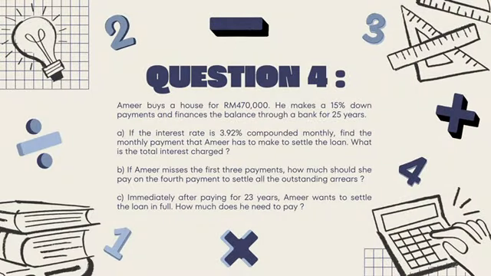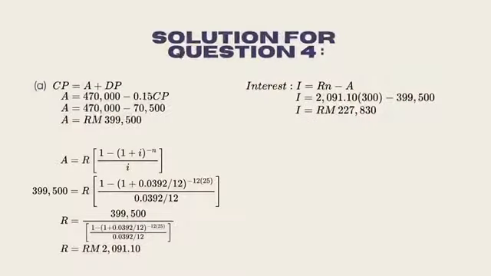The fourth question requires us to determine the monthly payment, total interest charge, the amount owed after missing payments, and the outstanding balance after 23 years. First, the price of the house is 470,000 ringgit. Amir makes a 15% down payment, so the down payment is 0.15 times 470,000 equals 70,500 ringgit. Next, we calculate the amount financed by the bank. 470,000 minus 70,500 is 399,500 ringgit.